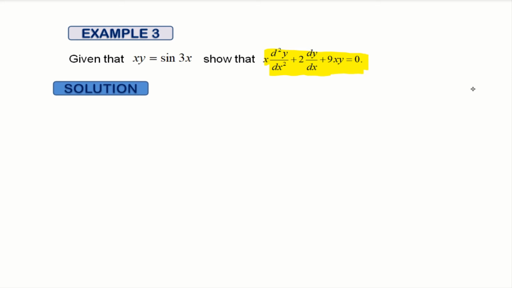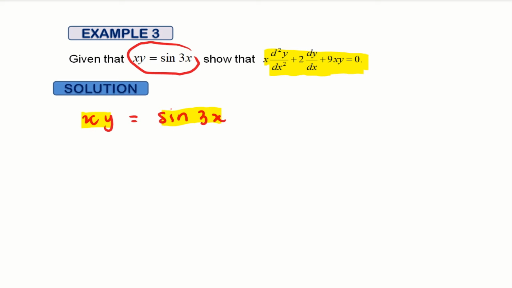Okay. So kalau kita tengok dekat this equation, we have second derivative of y with respect to x and dy dx. So means that we need to find first derivative and second derivative. The given explicit function xy equals to sine 3x. Dan this kita ada dua term je, satu di sebelah kiri. We have one term on the left hand side and one term on the right hand side.